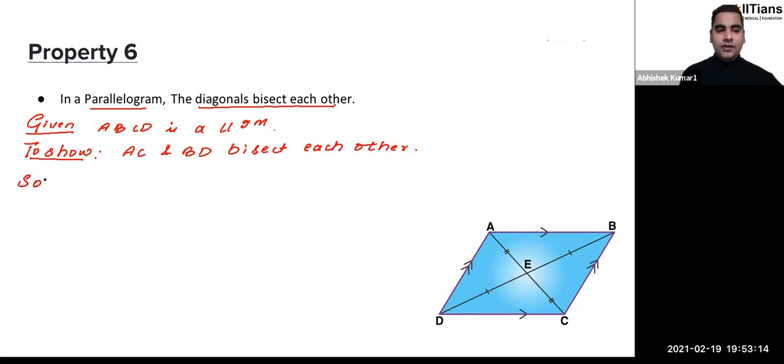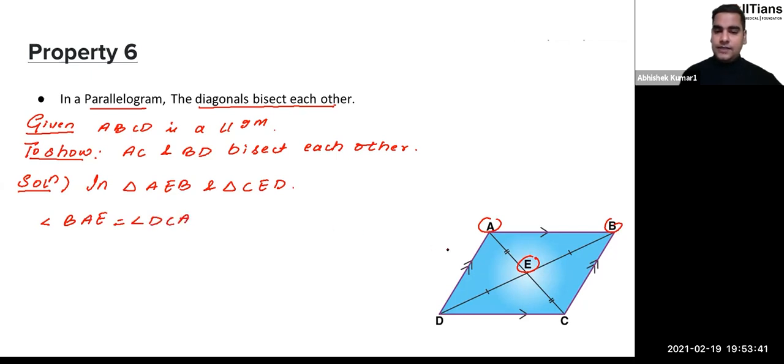So this is, I believe, the easiest theorem out of all. What you have to do is you have to consider triangle ABE. Okay. So in triangle AEB and triangle CED, in these two triangles, what do we have? We can say angle BAE is equal to angle DCE. That means this angle is equal to this angle DCE, I would say. Okay. Alternate interior angles, because these two lines are parallel to each other. Okay. And AC is transversal.